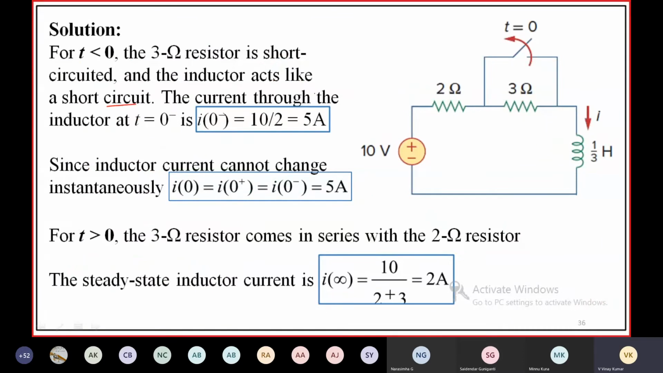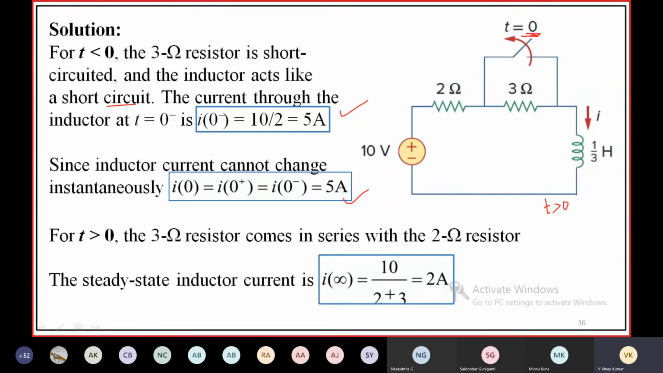So at t = 0 minus, we got the initial value I of 0 minus equal to 5 amps. Current through the inductor cannot change instantaneously. That's why I of 0 is equal to I of 0 minus equal to I of 0 plus equal to 5 amps. Now, in order to find I of t for t greater than 0, let us have the circuit for t greater than 0. For t greater than 0, what will be the circuit?